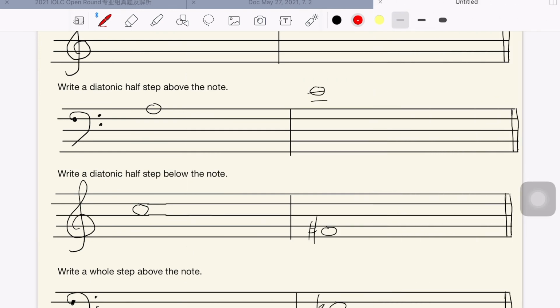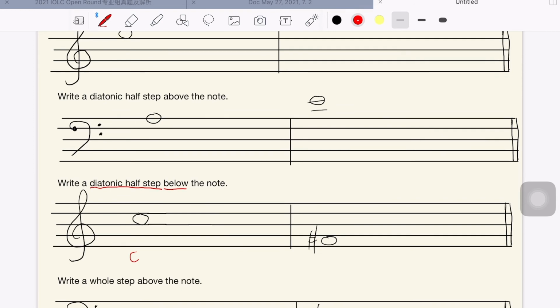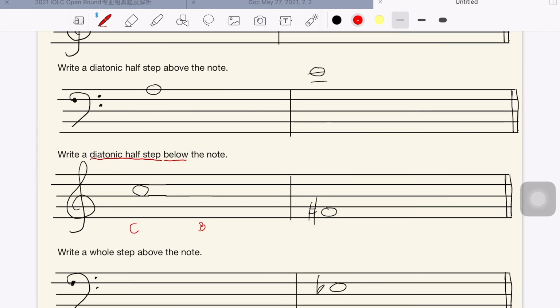For the next example, let's look at this one. This one is telling us to write a diatonic half step below the note. So if we want to write a diatonic half step, that means we have to use different letter names. This is a C, and one note below the C is B. So we use the letter name B.